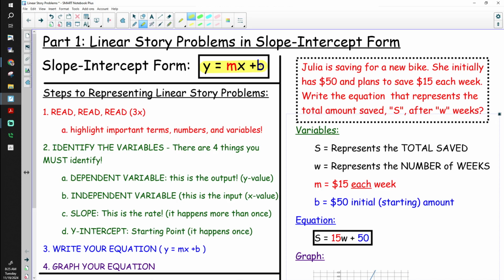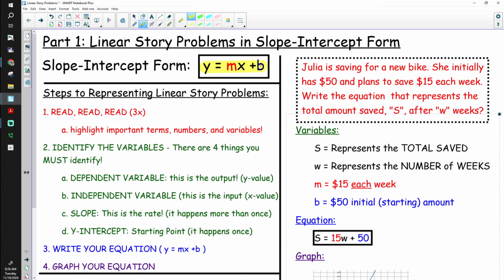Now, depending on the story problem, sometimes y equals mx plus b is the best way to write the equation. Sometimes standard form, that's ax plus by equals c. Today and tomorrow, we're focused on just y equals mx plus b. So all of these story problems, we are going to write them as y equals mx plus b, which means every problem is going to have a slope or a rate, and every story problem is going to have some type of starting value, initial, beginning.